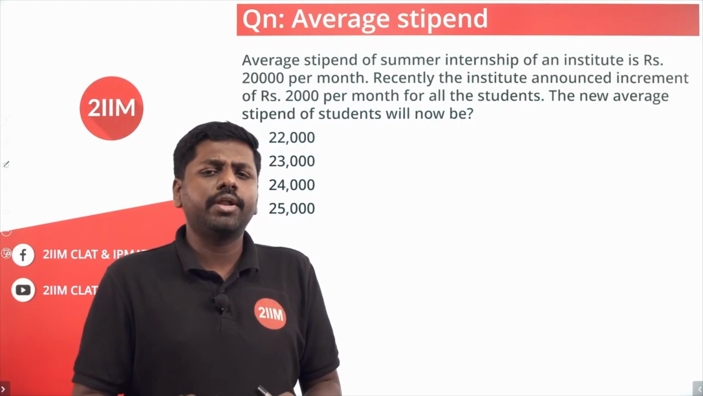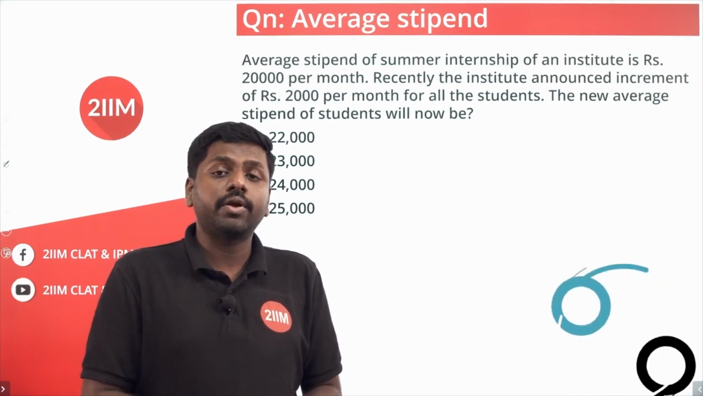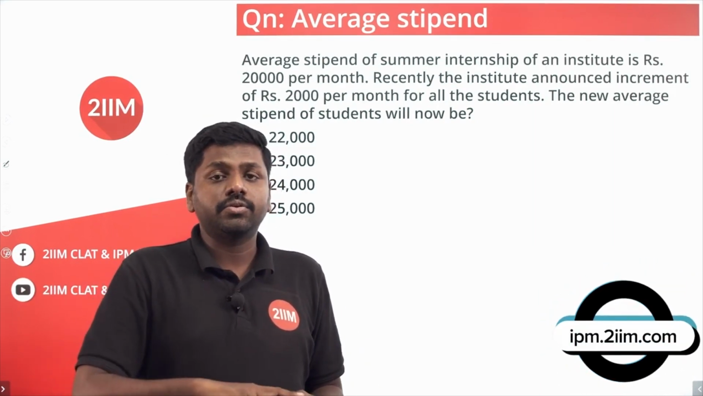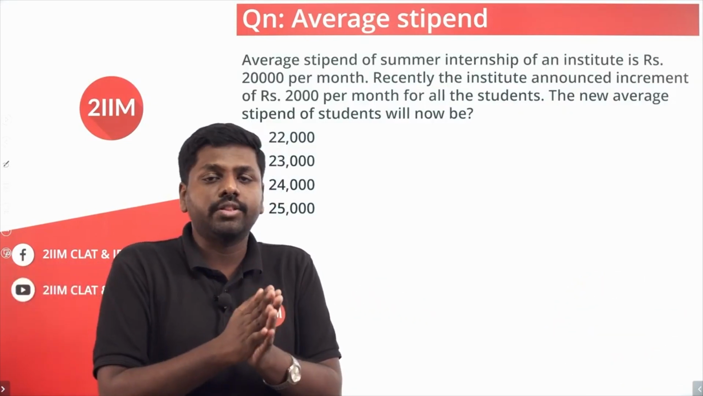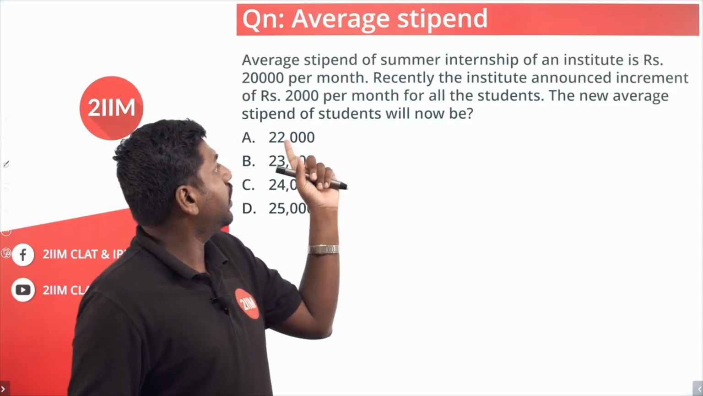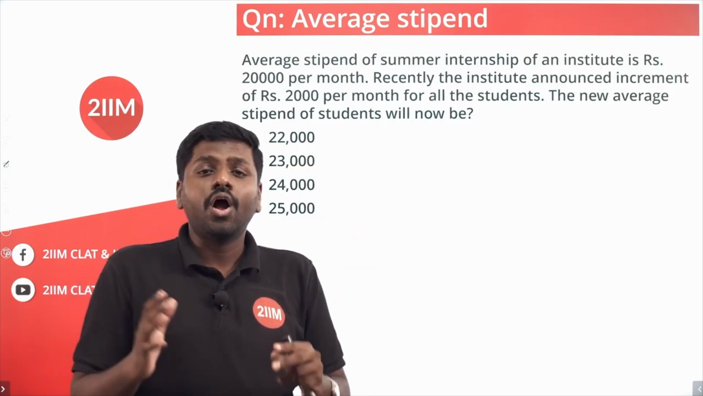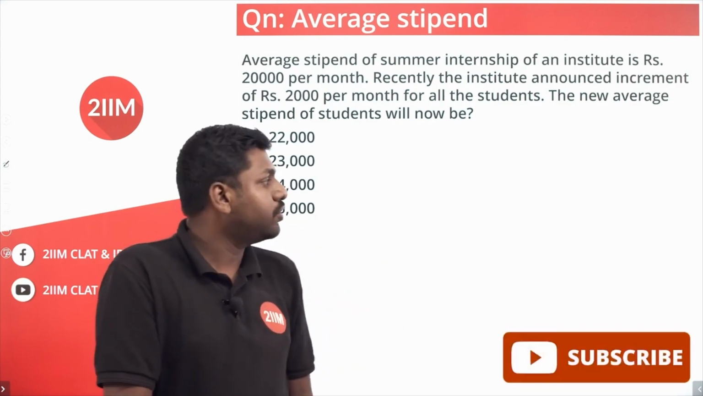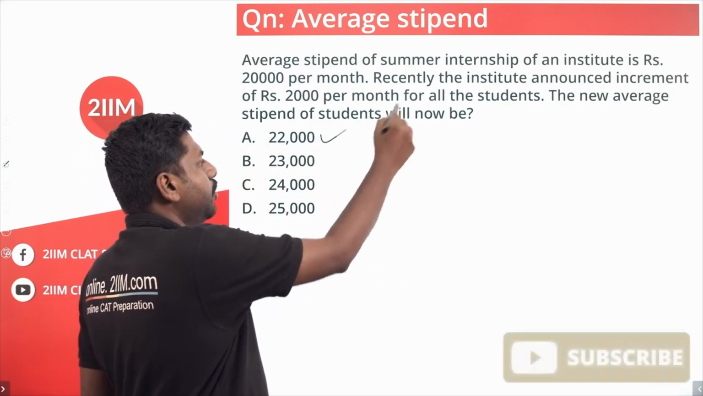On an average, everybody got 20,000 rupees, which means somebody could have gotten 10,000 and an equal somebody could have gotten 30,000, and they both will merge to 20,000 on an average. Now, if they say everybody got an increment of 2,000, which means all the numbers are going to be shifted by plus 2,000, which means your overall average is going to be 22,000. There is your answer.